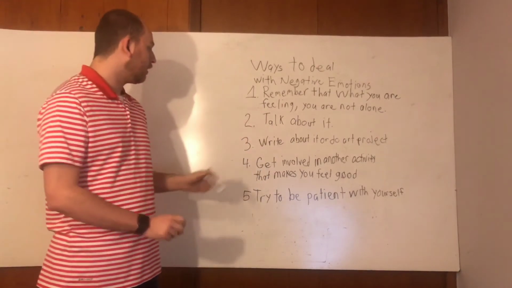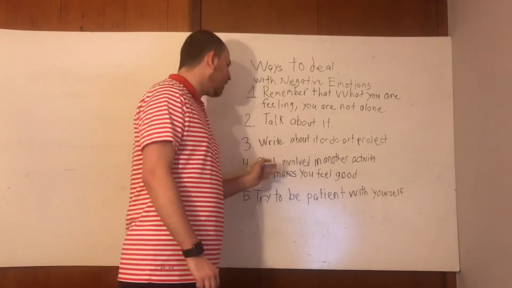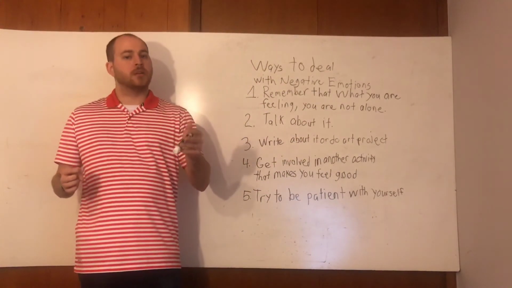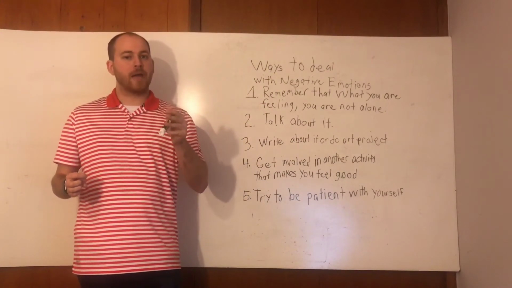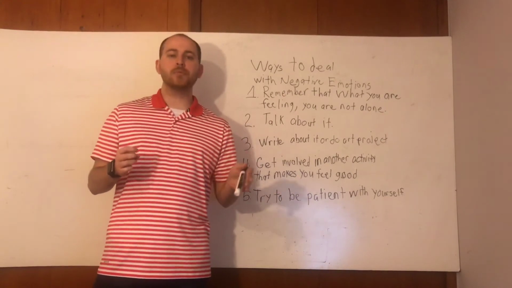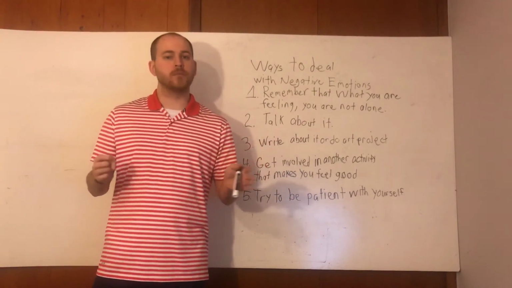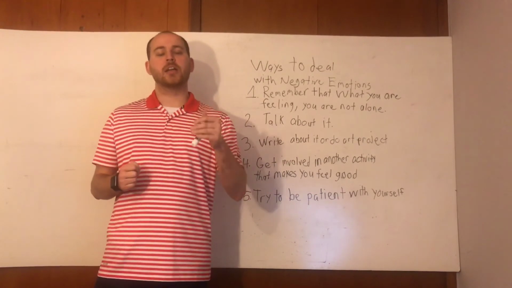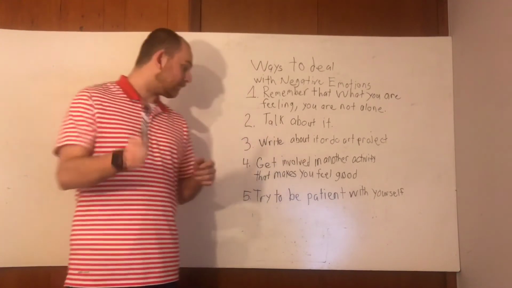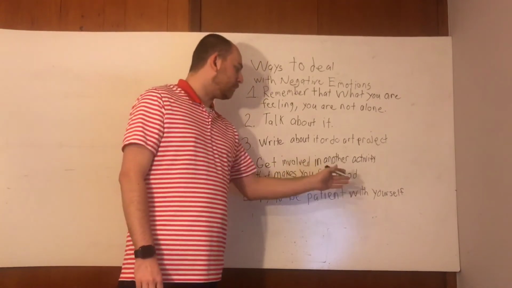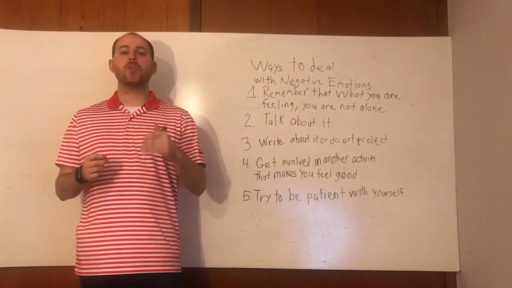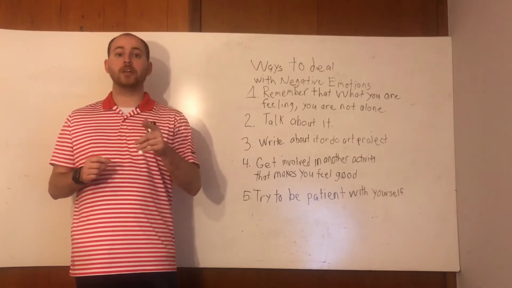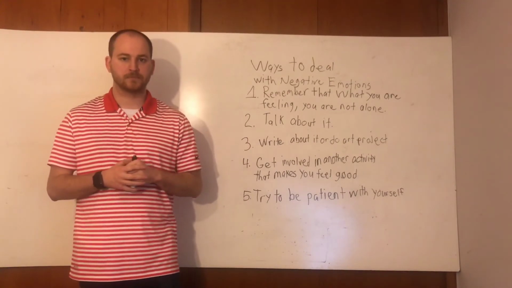Number 4, get involved in another activity that makes you feel good. Let's say you're not happy, you're having a negative emotion, you can grab a book. Or you can draw, or play basketball. Do something to take your mind off that negative emotion or negative feeling. And lastly, you can try to be patient with yourself. Think about all the positive feelings you can have. It's only temporary. Your negative feeling is only temporary.